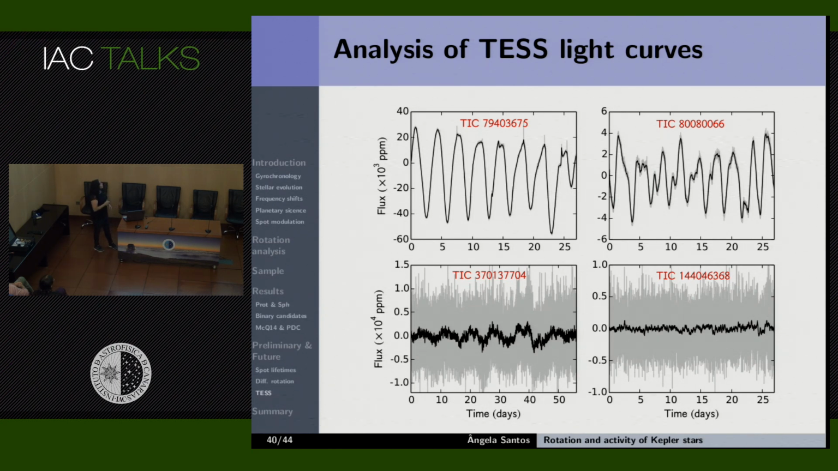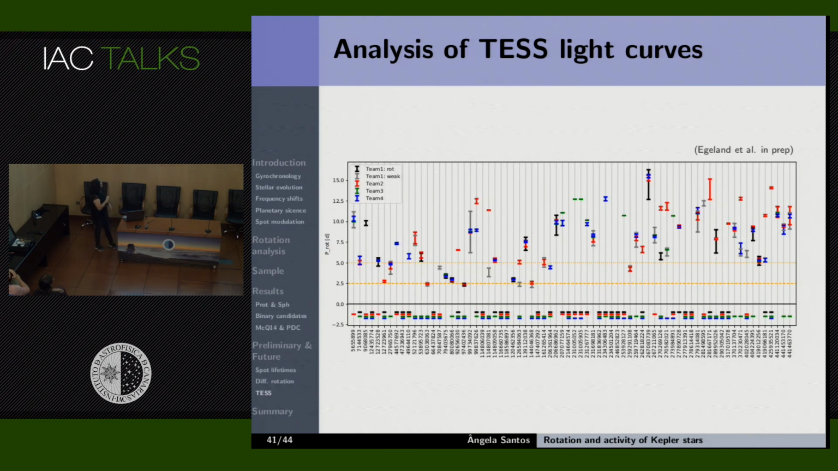And here, just to illustrate, a few light curves from TESS. One of the problems with TESS is that most of the light curves will be too short for this kind of analysis. So for these stars in particular, it's okay. These are fast rotators, and we can clearly see the spot modulation, but here we can see that there's some signal, but it's within the noise, and we are not sure if this is rotation or other kind of brightness variability.